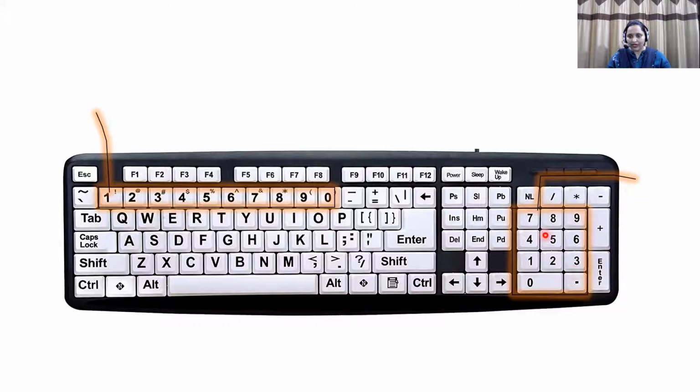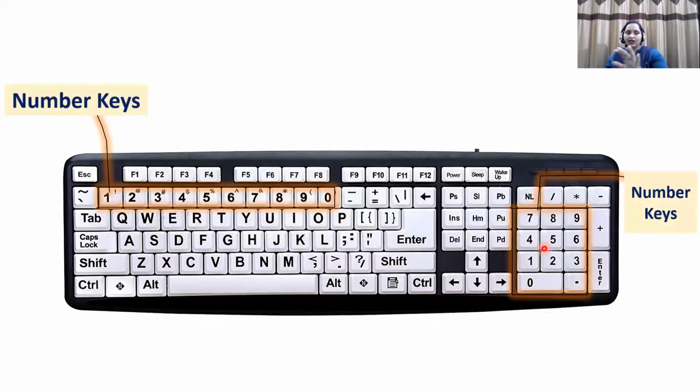And you can see one more set of keys here on the right side of the keyboard. So these keys are known as number keys. Remember, children, in every keyboard, there are 2 sets of number keys. One set of keys is just above the alphabet keys, and the second number keys are present on the right side of the keyboard. You can see here, children, on the keyboard.